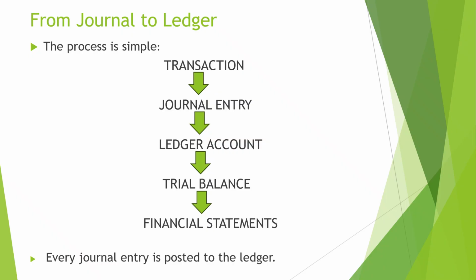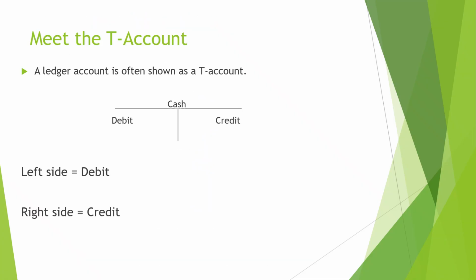From journal to ledger, the process is simple. The transaction takes place. The first point of call is the journal entry where you record which account, what happened, which account is debited or credited, and then the ledger account comes next. This is the grouping of the accounts, and then you have the trial balance, and then finally the financial statements, which we'll be looking at in coming lessons. Every journal entry is posted to the ledger. Meet the T account. A ledger account is often shown as a T account with the debit on the left side and credit on the right side.